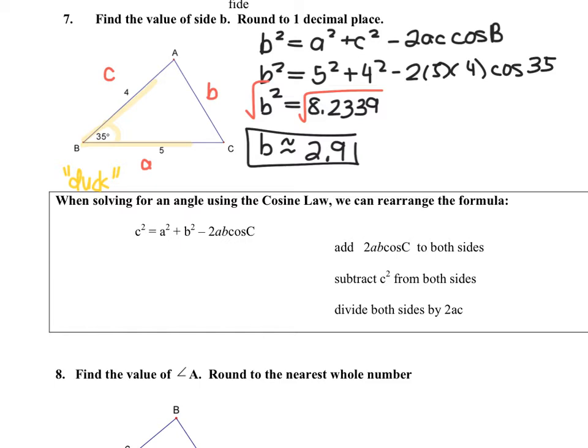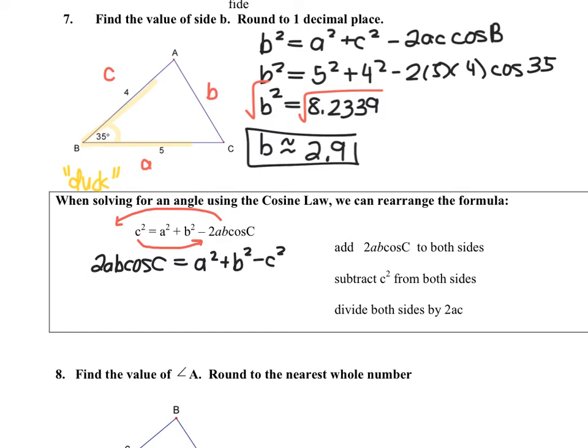The first thing we're going to do is add 2ab cos c to both sides. I want to bring this over here because I want the coefficient of cos c to be positive, and while I do that, I'm going to subtract c squared from both sides. So I'm just doing a little swap. I want cos c to be on the positive side. So 2ab cos c is equal to a squared plus b squared minus c squared.